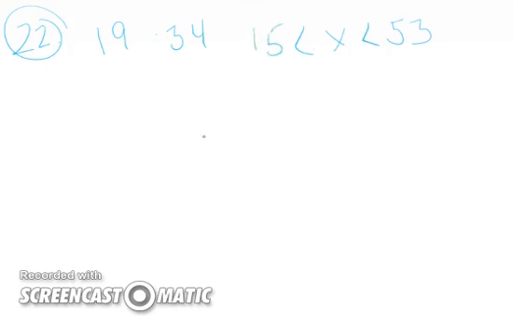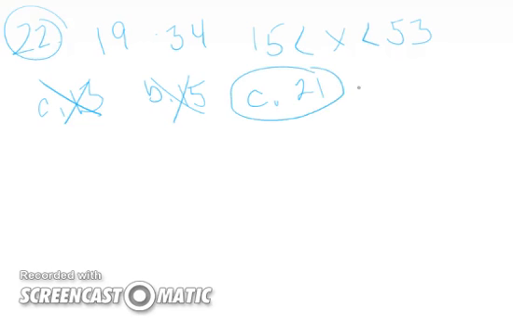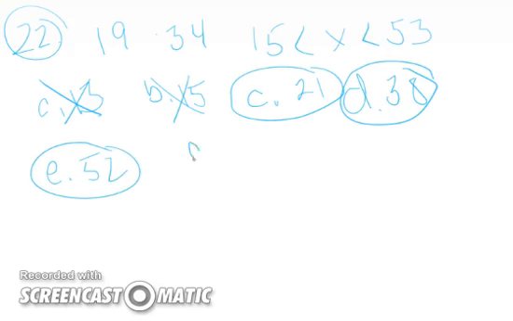Okay, so what are my answers? X has to be bigger than 15, but less than 53. So A, 13. Nope, not bigger than 15. B, 15. X has to be bigger than 15. That doesn't work. C, 21. Does that fit? Yes. D, 38. Does that fit? Yes. E, 52. 52 works. And F, 59. 59 is too big. X has to be less than 53, so that doesn't work. So those are my three answers: C, D, and E.